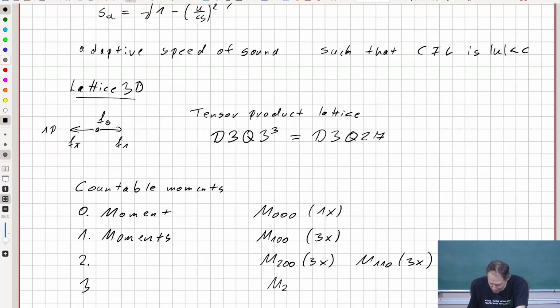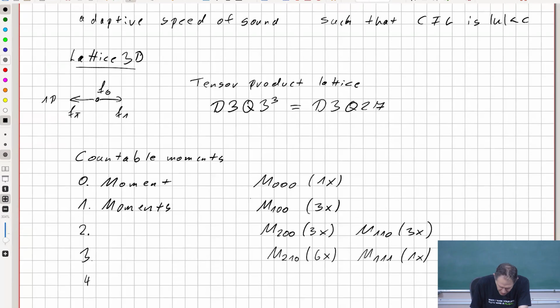Okay, we have M210. How many permutations of this? I've heard 3, 6. Anyone more? I've heard 6. Okay, I have 6. Yeah, because all the indices are different, so we can permute them 6 times. But that's not all. We also have this guy, M111, and this we have once. So we have 7. So fourth.